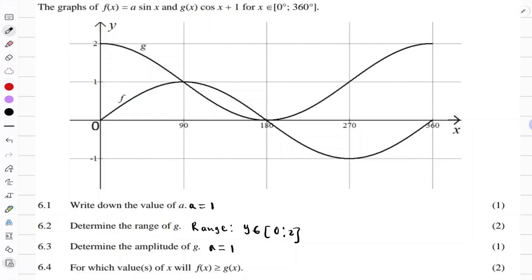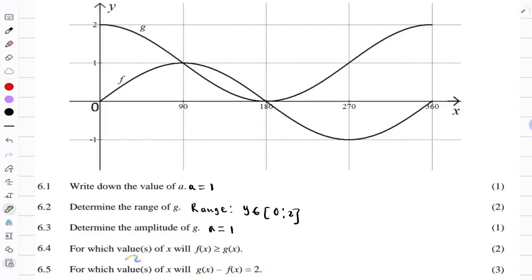Alternatively, you could use the formula again. For the given graph of g, the maximum y value is 2 and the minimum is 0. If you substitute that into the formula, it's 2 minus 0 over 2, which is 2 over 2, which is equal to 1. So our amplitude is positive 1.